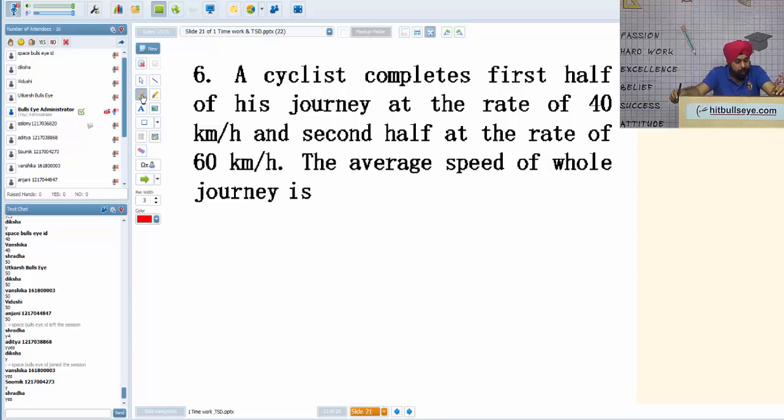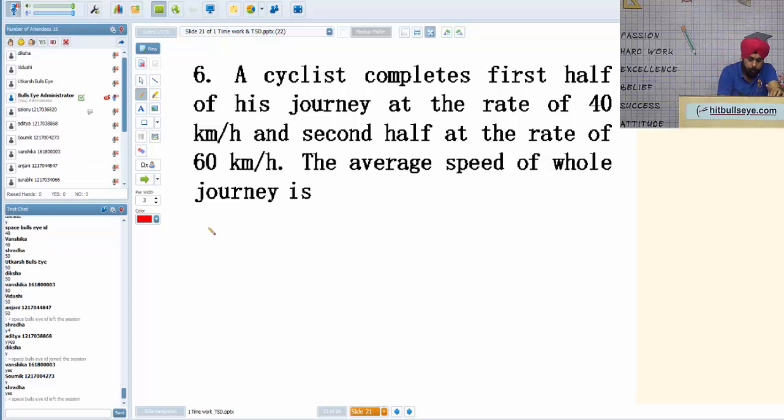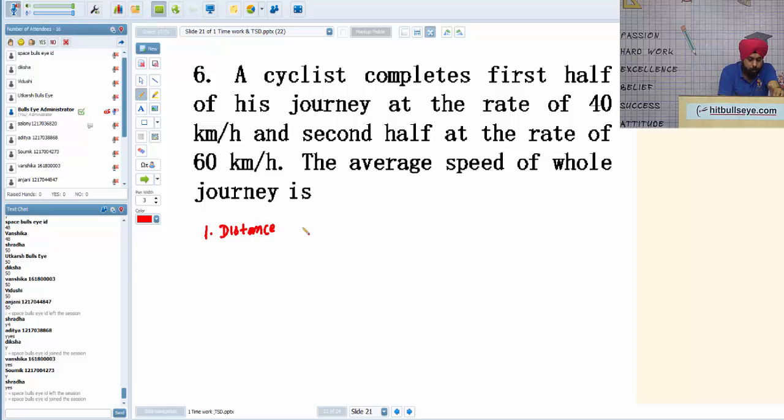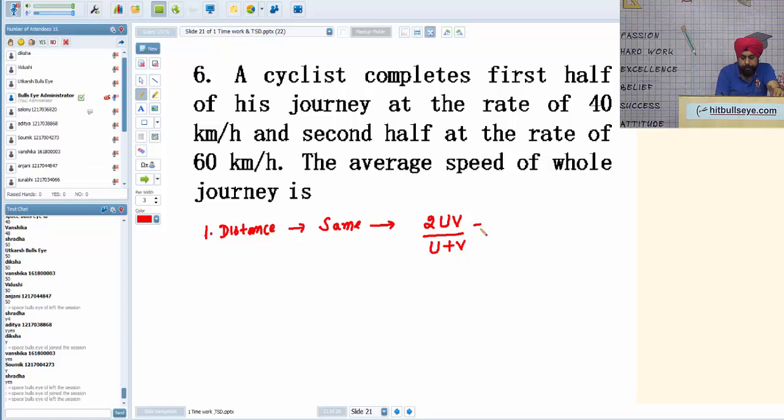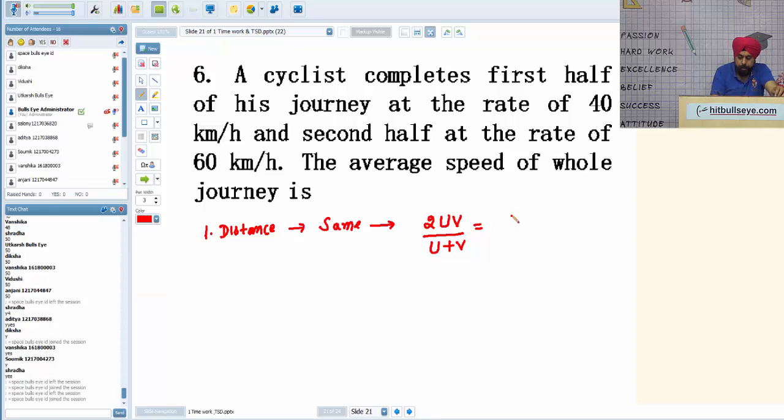So students, when you talk about average speed, there are three basic approaches. One, if the distance covered at two different speeds is same, then average speed is 2uv divided by u plus v. As in this case, you can see he covers half the journey at the rate of 40 km per hour, another half at the rate of 60 km per hour. So it is 2 into 40 into 60 divided by 40 plus 60. So it is 4800 divided by 100. Answer is 48 kilometers per hour. Right? So answer for this question is 48 kilometers per hour, students.